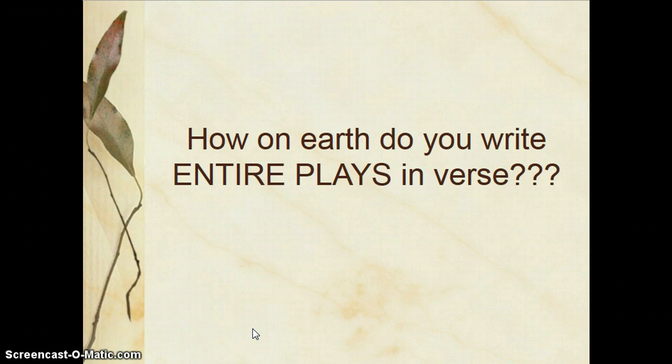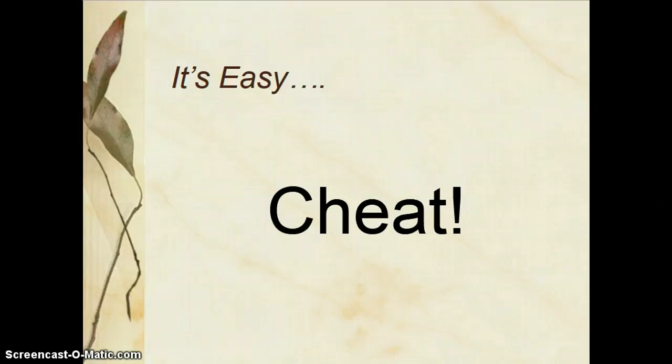So how do you do that, right? You're talking thousands of lines that rhyme. I mean, that's got to take forever. But Shakespeare, or whoever wrote it, had a few tricks up their sleeve. They cheated. And here's what we mean by cheat.